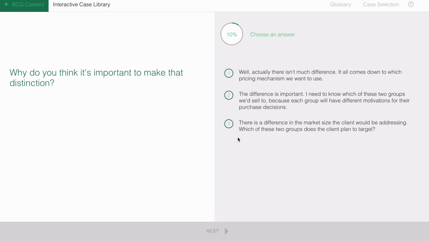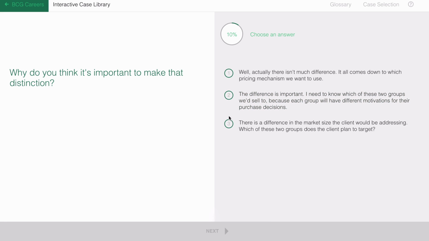Okay, why do you think it's important to make that distinction? So I think we covered this. I think different groups have different needs and motivations, so we should look for an answer along those lines. Answer choice 1 says there isn't much difference. Okay, I disagree with that. Answer choice 2 says the difference is important. I need to know which of these two groups we'd sell to because each group will have different motivations for their purchase decisions. I think that's exactly what we're looking for.